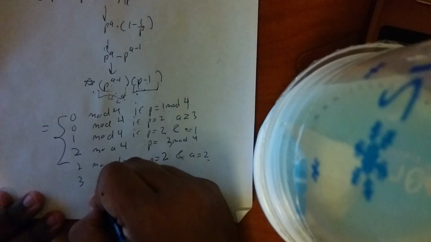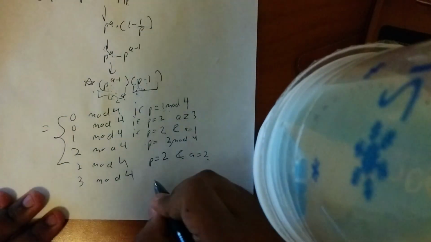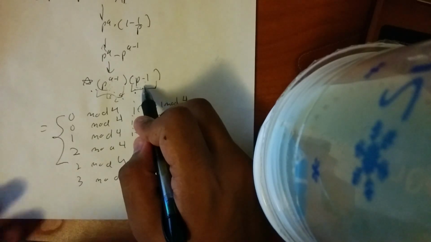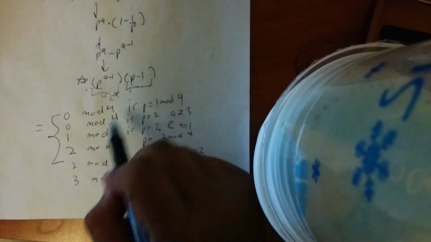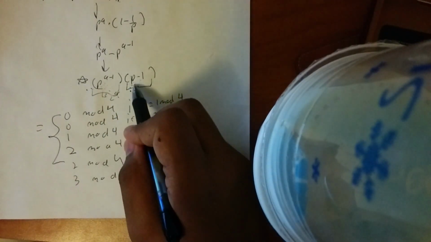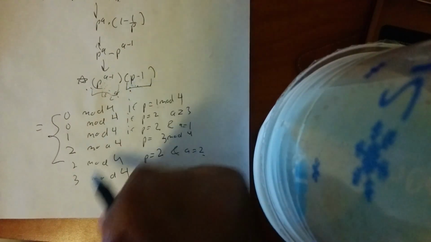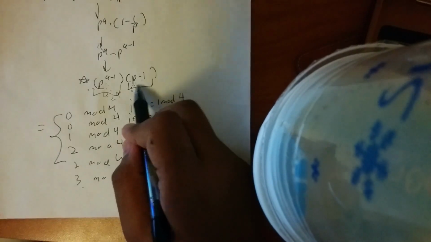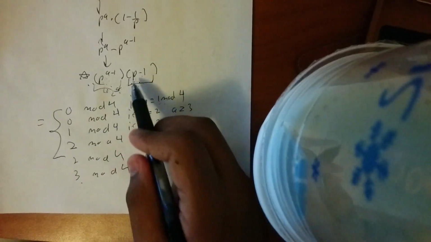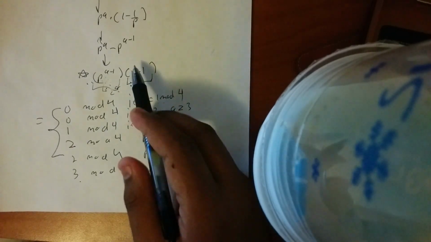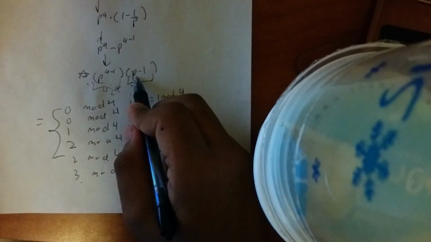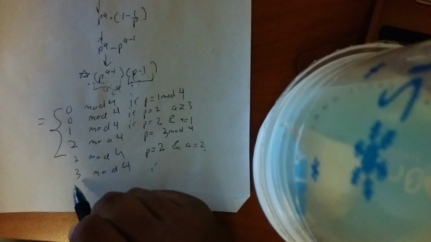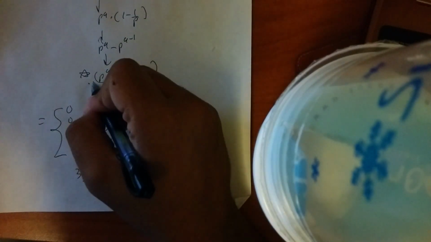The last case is, when is it going to be 3 mod 4? That means I want this difference to be 3. Remember that this has to be a prime number. So the difference has to be 3. Normally I would plug in 4 here, right? But that doesn't work, because we can never have a prime such that when you subtract 1, we get 3 mod 4. And same thing here.